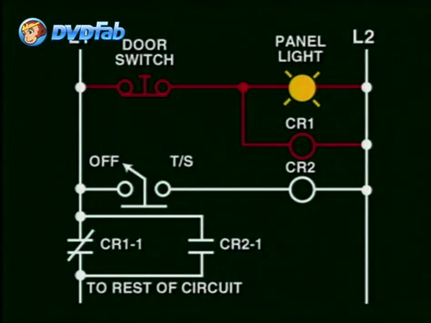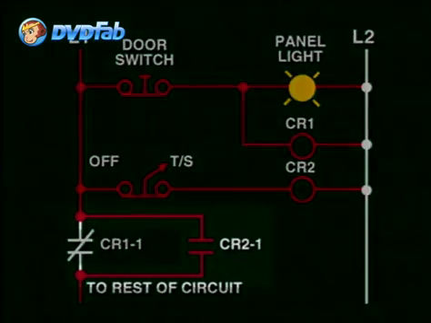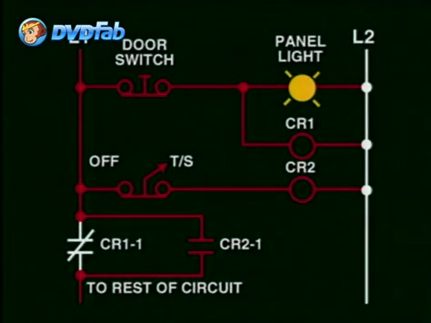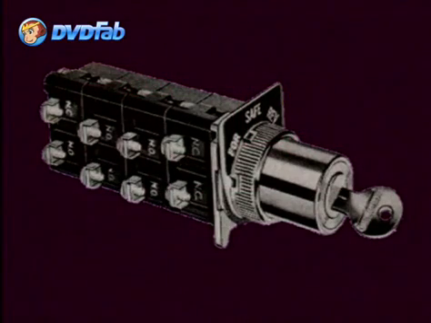If the selector switch is in the troubleshoot position, the relay CR2 will energize and the contacts CR2-1 will close, thus passing L1 power to the rest of the circuit. If the troubleshoot switch is not selected, CR2 will be de-energized and the CR2-1 contacts will open. The selector switch for troubleshooting may be a key operator selector switch to provide for authorized use only.